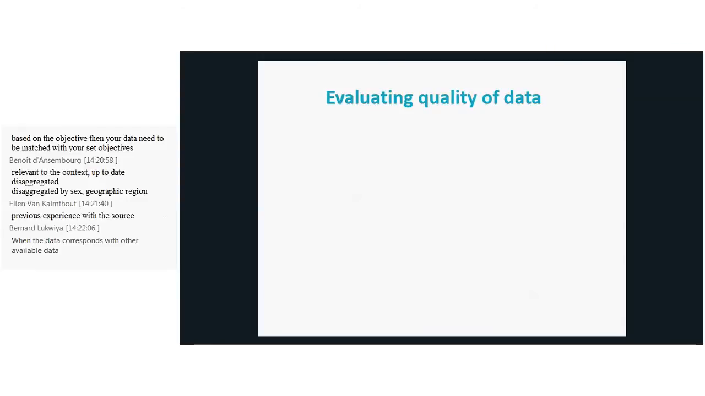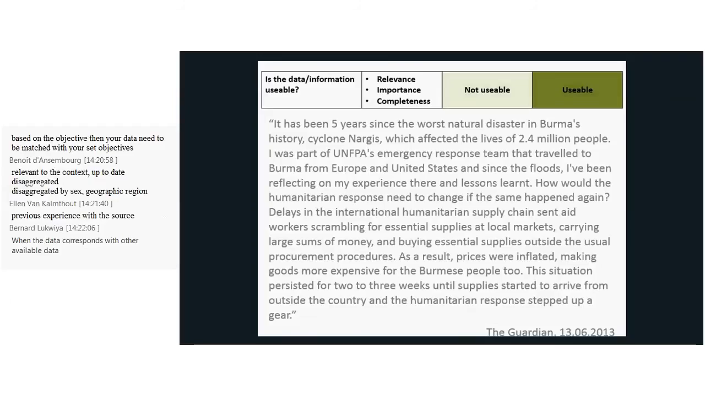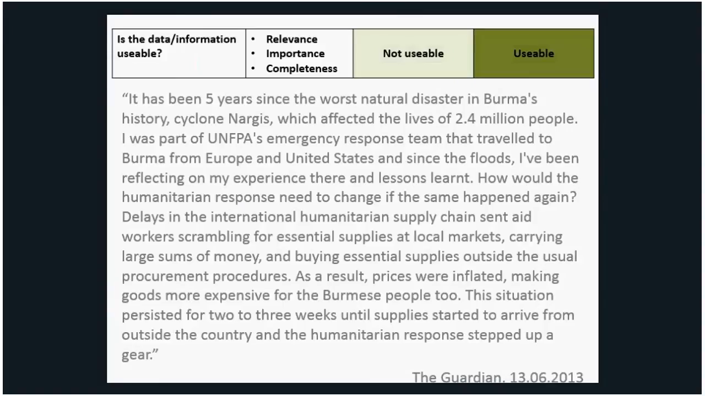We can also evaluate data in a more structured way by using a simple checklist like this. First, we can ask ourselves if we find the information useful. Is it relevant? Is it important? And is it complete? And then we can cross it off as not usable or unusable before we move on. Let's look at an example. If you read through this piece of data and answer in the chat whether you find it usable or not usable.